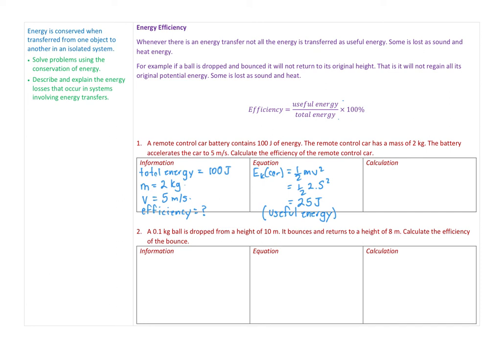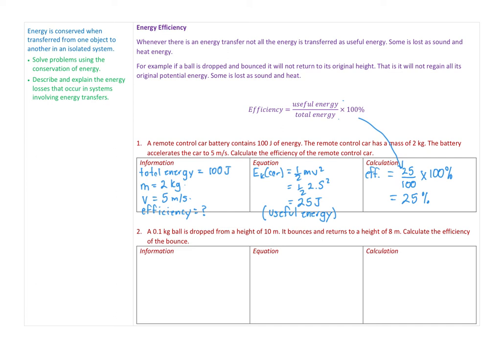I'm going to run out of space a little bit here. I probably should have moved that calculation across. Haven't quite used my boxes correctly. But we can now work out the efficiency using that formula that I've got written up there. The efficiency, just go F for short, equals 25 over 100, times by 100. As a percent, equals 25%. So that would be the energy efficiency of that car.